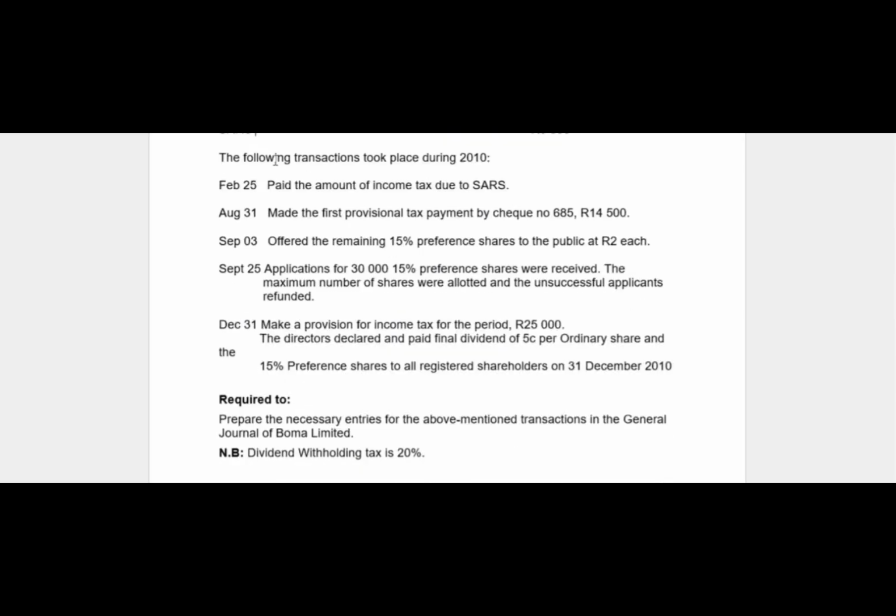Now they say the following transactions took place during 2010. February 25, paid the amount of income tax due to Sars. All right, and then 31st August made the first provisional tax payment by check number 685, 14,500. On the 3rd of September, we offered the remaining 15% preference shares to the public at R2 each.